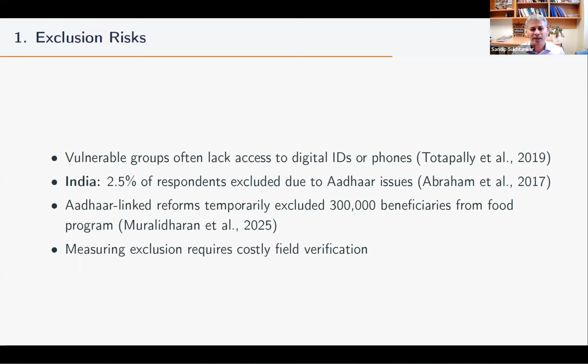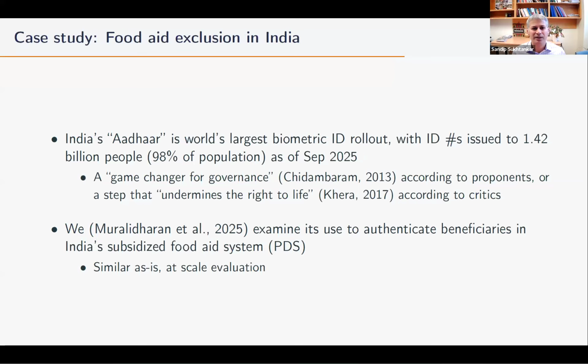I'll come back to it a little bit later. But first, let me talk about the experiment that we did. Again, it was very similar to the initial workfare program experiment in conceptualization, but very different in the details.